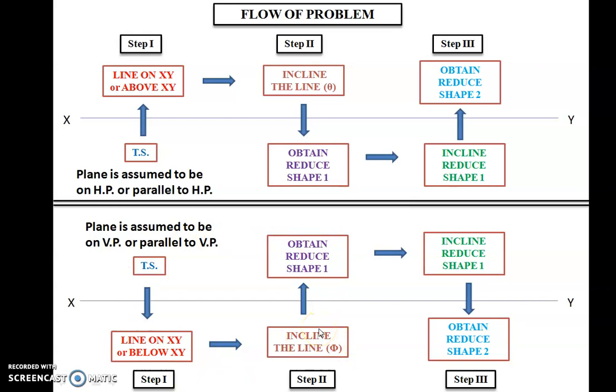Then once you have inclined the line, get the projectors extended in the front view, extend the projectors from the true shape, then obtain the reduced shape 1. So once you have got the reduced shape 1, then incline the reduced shape 1. Now here you use the inclination with HP, that is theta degree. So once you have got the reduced shape 1 inclined here, you extend the projectors in the top view, extend the projectors from the second step and get the reduced shape 2.